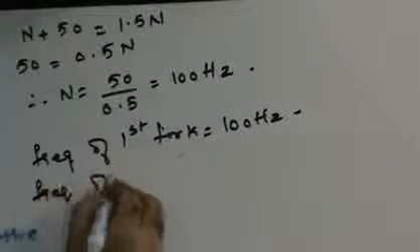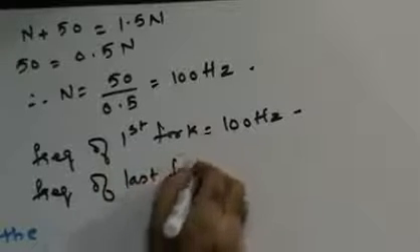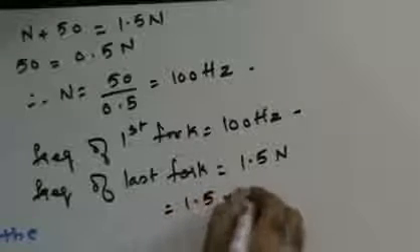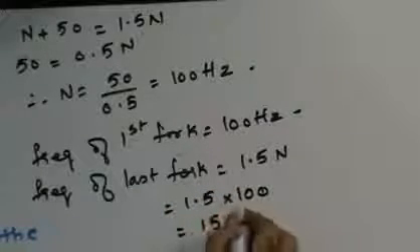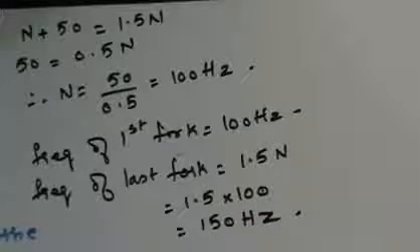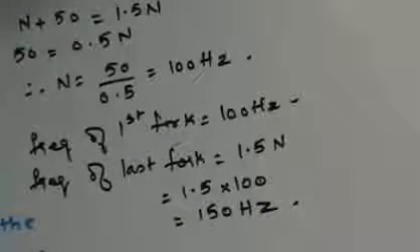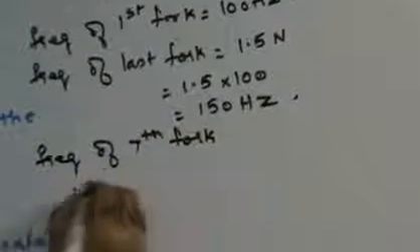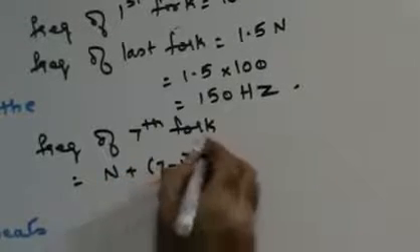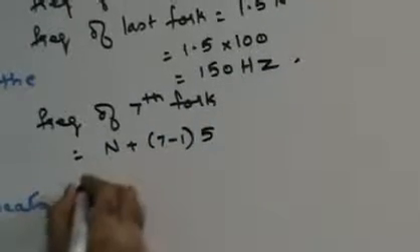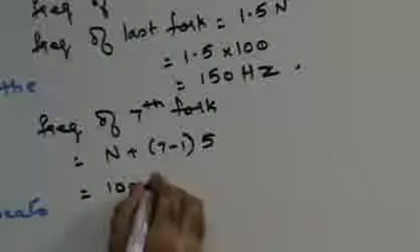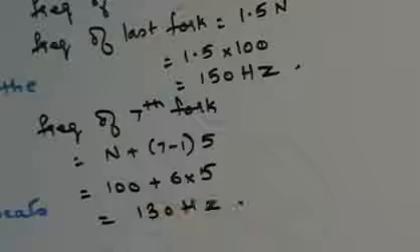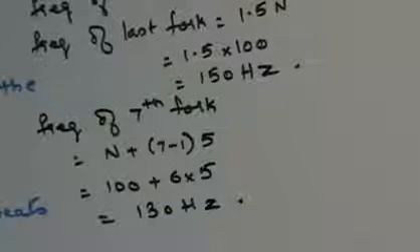Frequency of the last fork is 1.5 N. So that's 1.5 into 100. That's 150 Hertz. And they've also asked you to find out the frequency of the seventh fork. Frequency of the seventh fork is N plus 7 minus 1 into 5. So N we know is 100, plus 6 into 5. So 130 Hertz. Right? That's how you can find the frequency of any given fork.